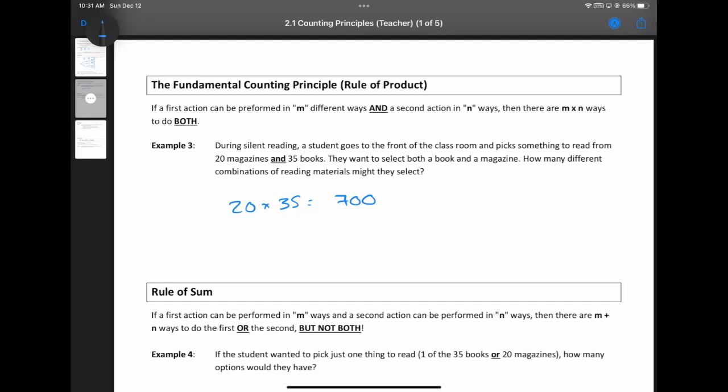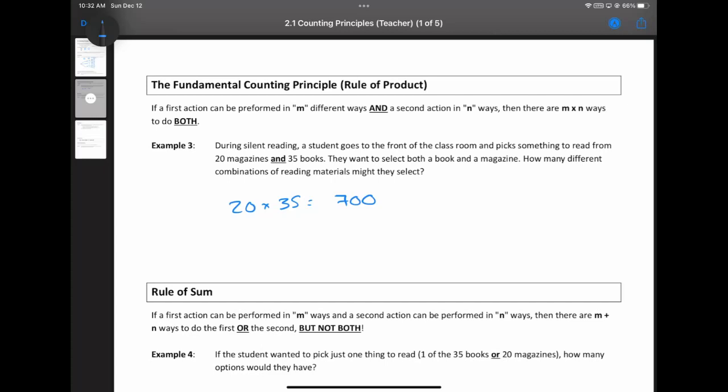But again, once we're getting this big, listing the possible outcomes, like "I read Time magazine and Harry Potter and the Philosopher's Stone," listing every possible outcome of 700 is not realistic. So we're just talking about the number of possible outcomes.